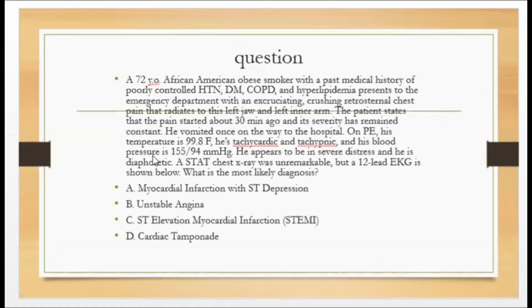On physical examination, his pressure is 155/94. He appeared to be in severe distress and he's diaphoretic. A chest X-ray was unremarkable, but a 12-lead EKG is shown. What is the most likely diagnosis? So we already know what is myocardial infarction. We know with ST depression, unstable angina, cardiac tamponade, but this is ST elevation myocardial infarction.